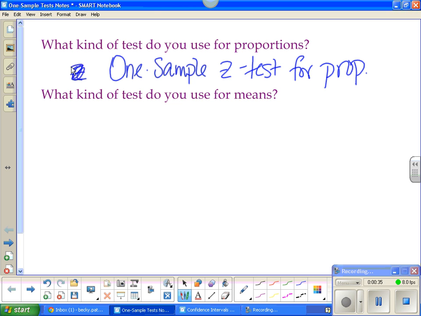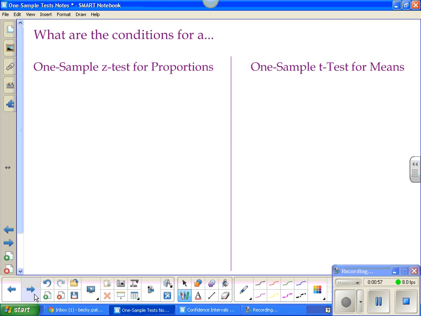That is the name of the test. Okay, what do you use for means? One sample. Good. Very important, don't you think? What do you think would happen if you did a problem and you did a Z instead of a T? You might get a 1. Okay? It's pretty fundamental.